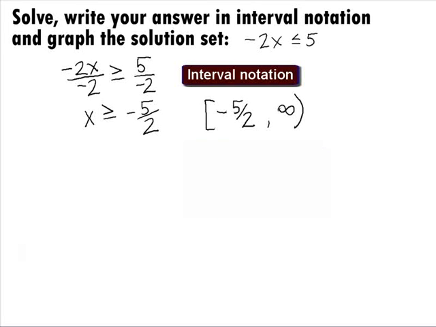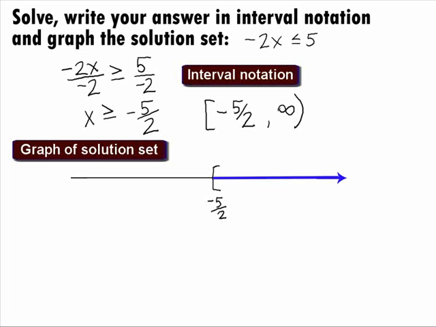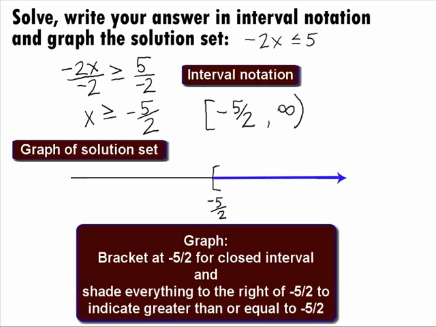Last, we need to graph this. The graph will look like the interval notation. We will have a bracket at negative 5/2, and to show everything greater than negative 5/2, we will shade in everything to the right of negative 5/2 for our final answer for the graph.